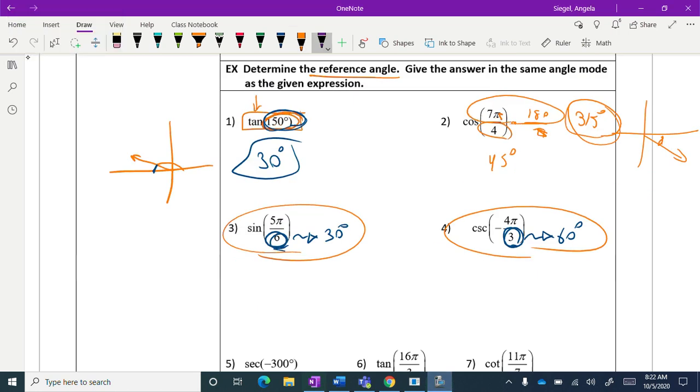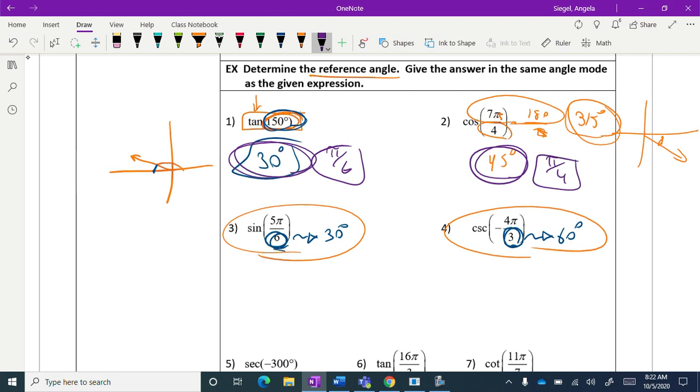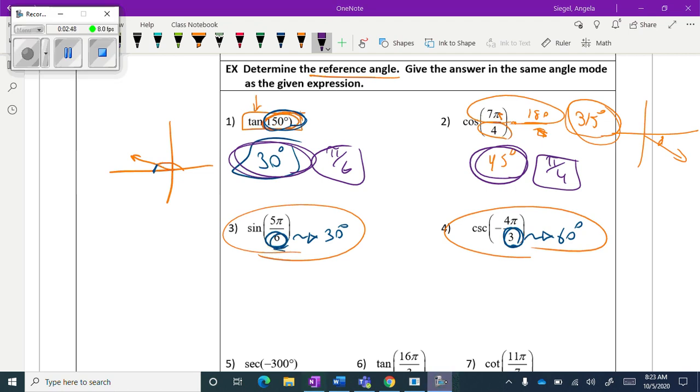And one more thing I forgot to say, we're not going to give it in like 30 degrees. We're going to say pi over 6. We're not going to give it in 45 degrees. We're going to say pi over 4. So we're really forcing our brains into that radian mode. Okay, I'll turn you loose now.